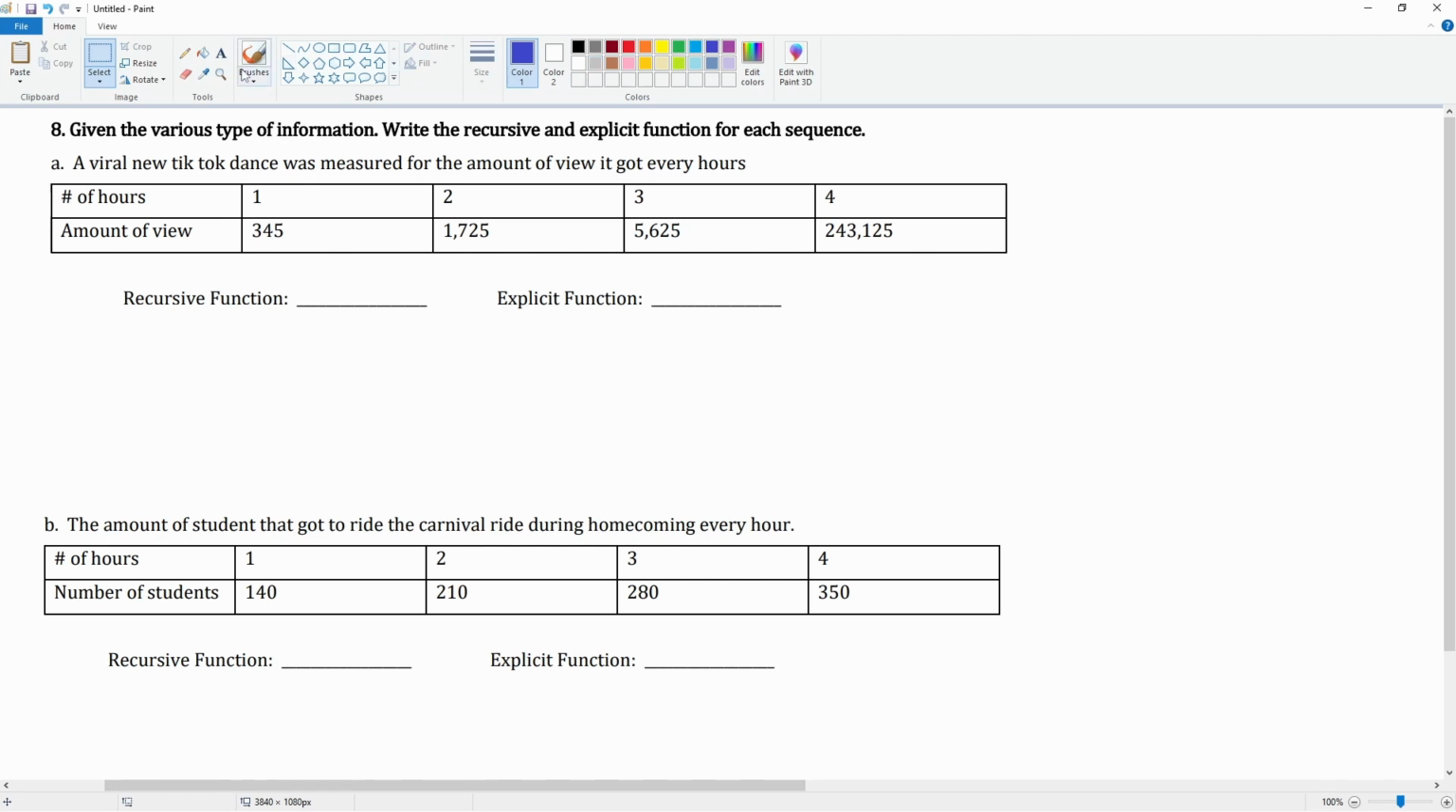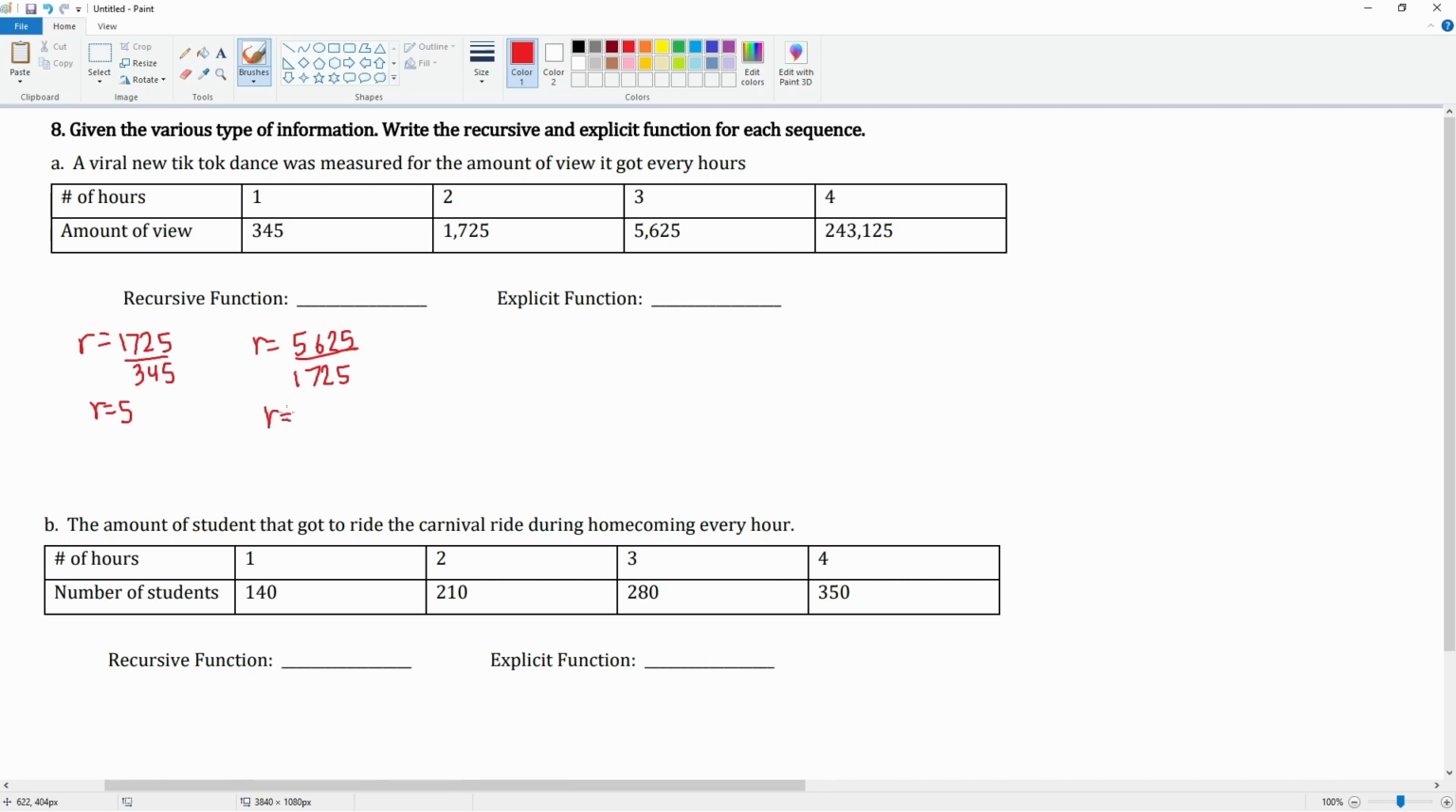Let's do that. Okay, so common ratio is equal to 1,725 divided by 345. Let's check that first. 1725 divided by 345 gets me a common ratio of 5. Let's check it again, this time with 5625 divided by 1725, the third term divided by the second term.